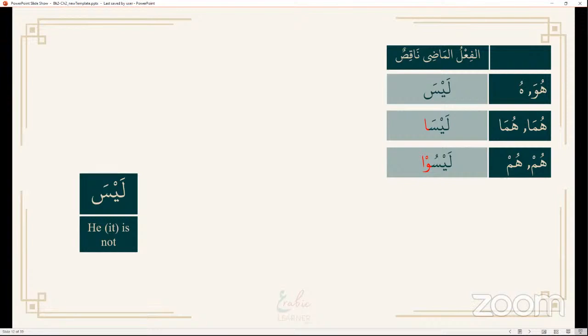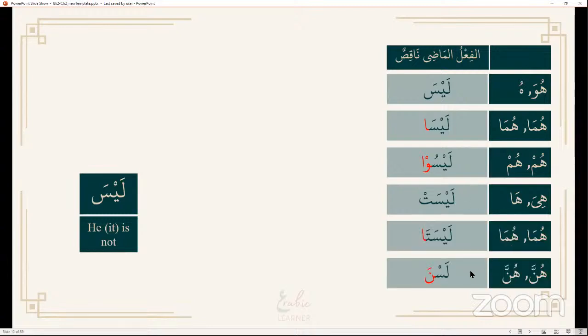You cannot see that Laysa is written and conjugated as past tense, but its meaning is "not". The sentence appears present tense, he is not. This is exceptional to Laysa, because it doesn't have its own present tense. And for negation, you don't need to have present tense. Negate means negate.